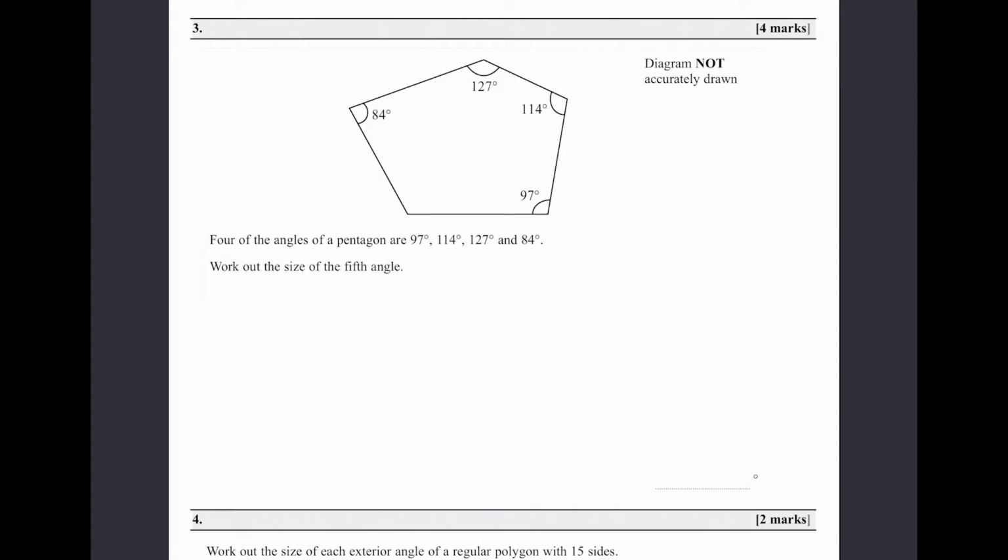Work out the size of the fifth angle. So we want to work out the size of this fifth angle.